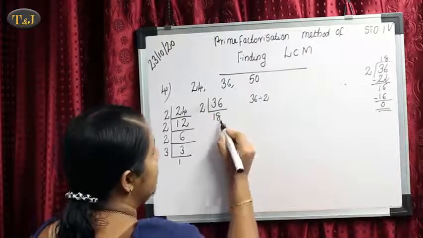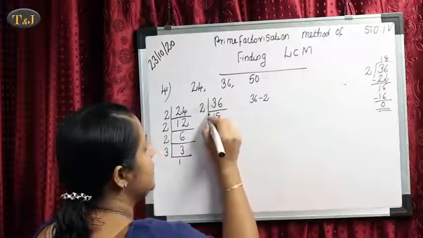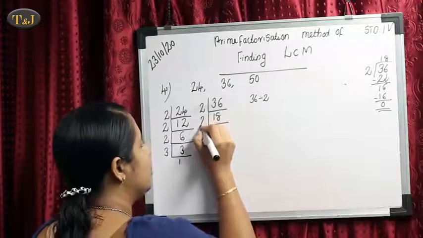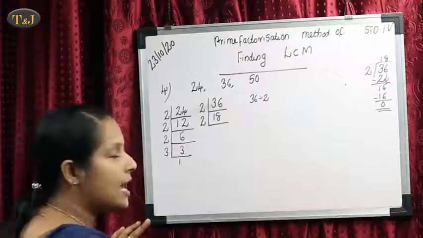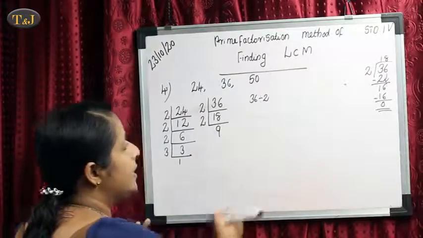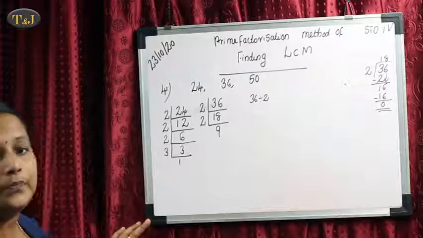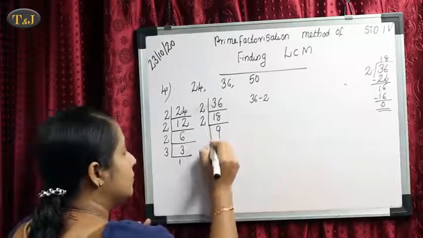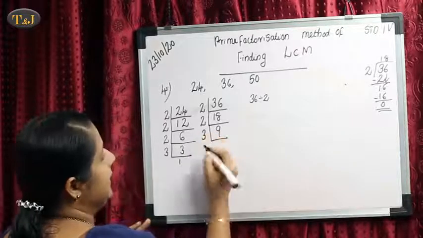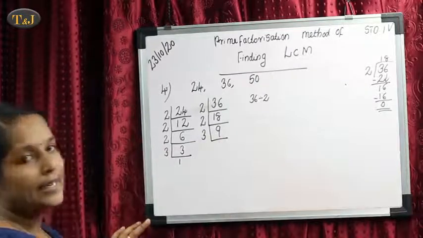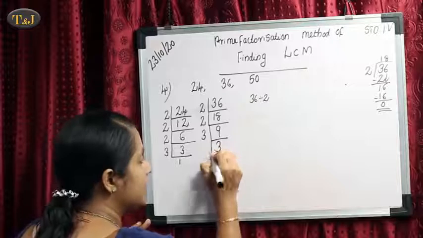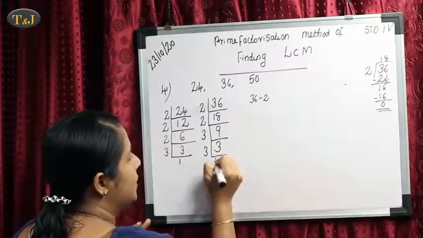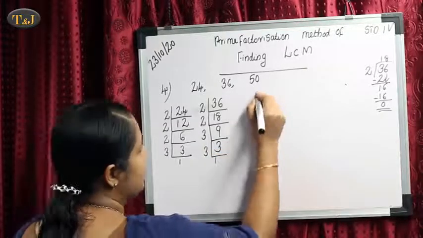Then here one's place value is 8, so it is divisible by the number 2. Then in 2's table we got the answer 18 as how many times? 9 times. Then 9 is divisible by which number? 3. Then in 3's table we got the answer 9 as how many times? 3 times. The problem is over because 3 is a prime number. Then our next number is 50.